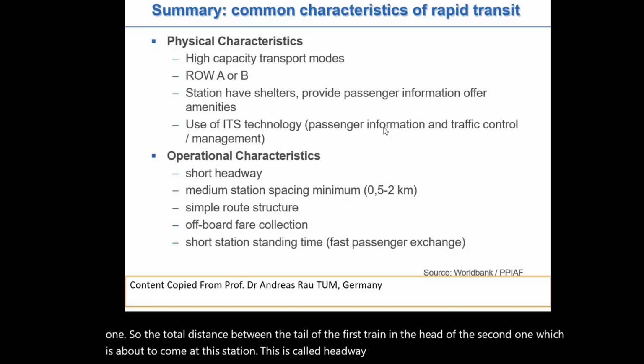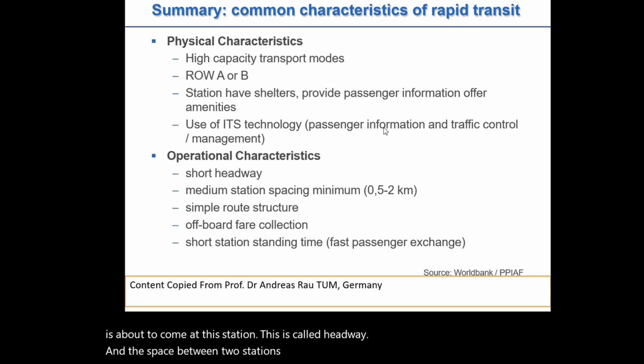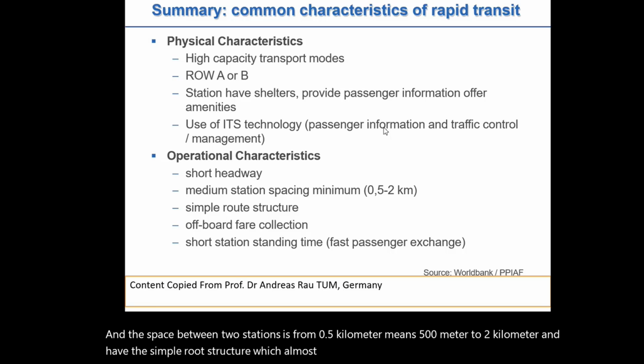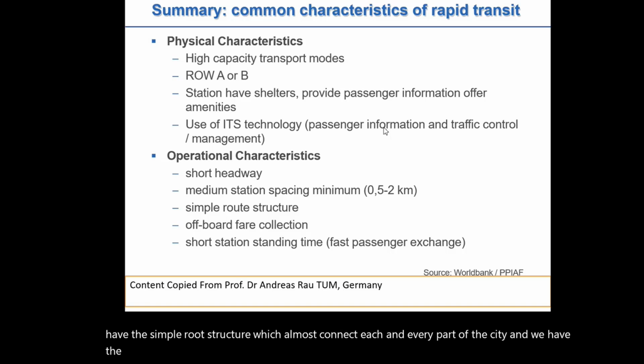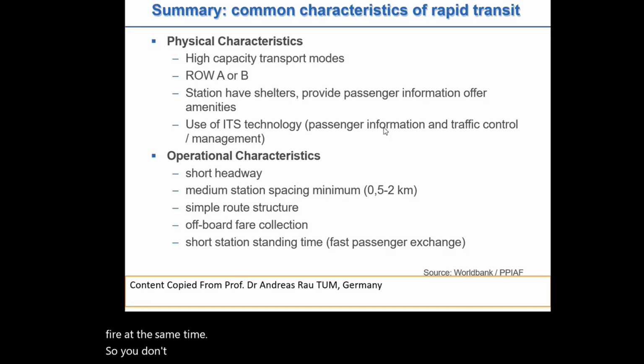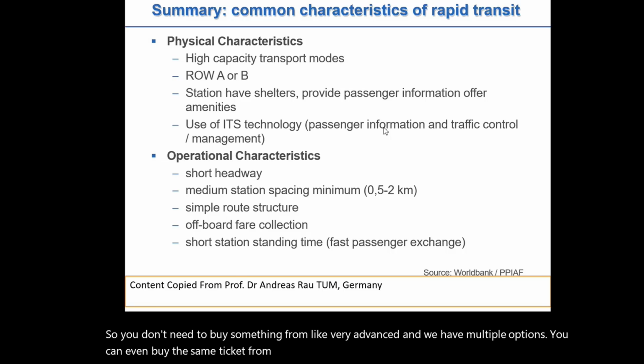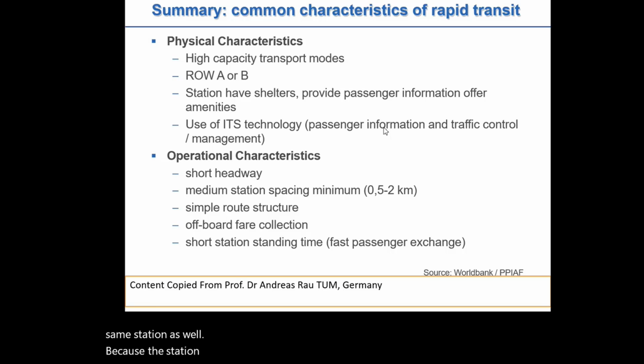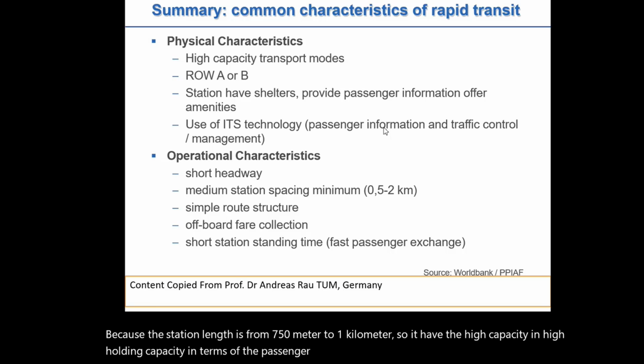This is called headway, and the space between two stations is from 0.5 kilometer, meaning 500 meters, to 2 kilometers, and it has a simple route structure which connects almost every part of the city. And we have off-board fare collection, meaning when you enter any system, you need to pay the fare at the same time, and we have multiple options. You can even buy the ticket from your online app. You can even buy it at the station as well. Because the station length is from 750 meters to 1 kilometer, it has high holding capacity in terms of passenger exchange from one line to another line.